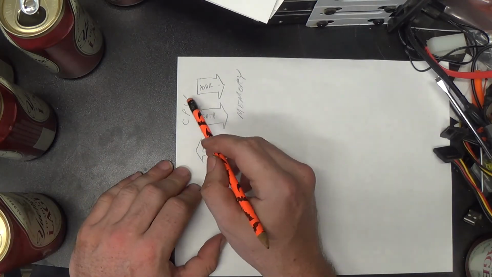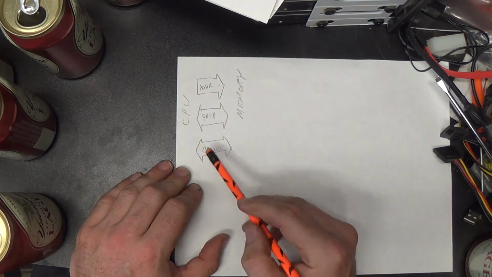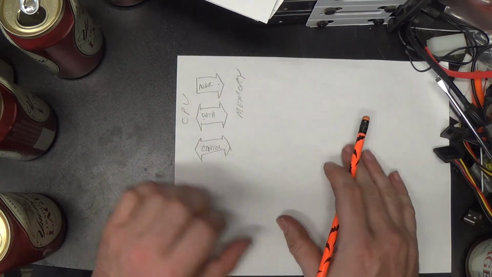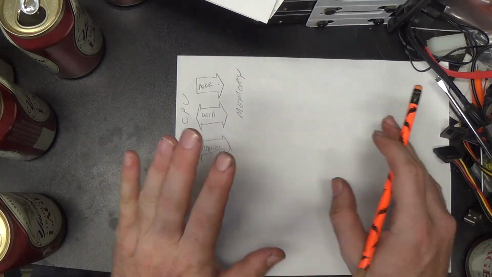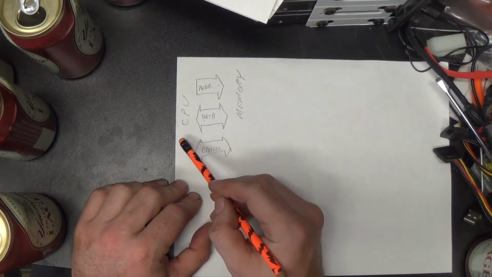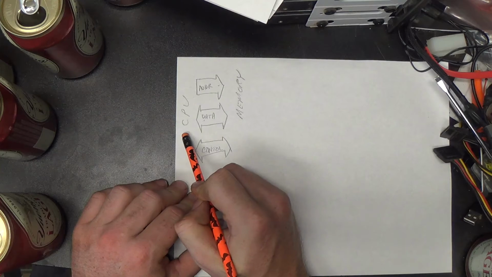Alright? It's in control of the address bus. It provides the clock to everything else. It's the big cheese, you know what I'm saying? And that's fine if you've only got one CPU.